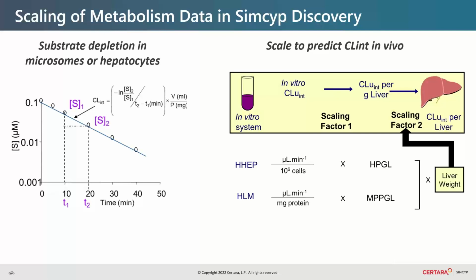From the in vitro data, we can work out the intrinsic clearance. We can correct that for binding in the in vitro system, so from microsomes or hepatocytes. And then we can take the in vitro unbound intrinsic clearance and scale it up to an unbound intrinsic clearance per gram of liver. Once we know the unbound intrinsic clearance per gram of liver, with the liver weight we can scale up to the whole organ. This is a general approach that we use for scaling metabolism data.